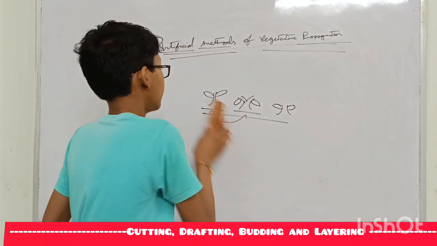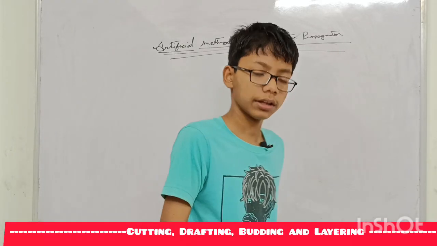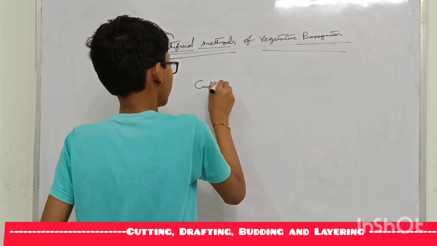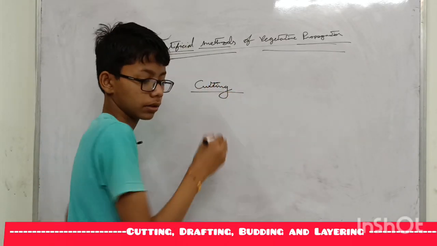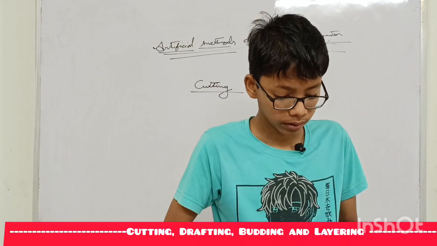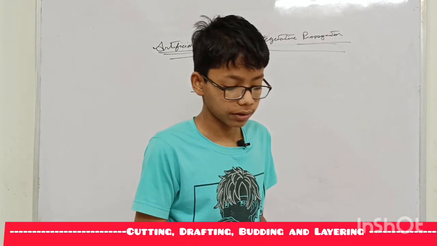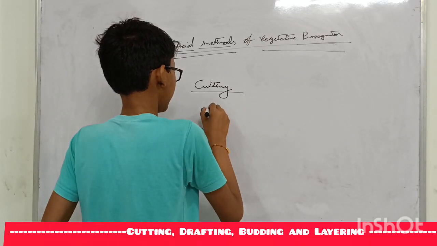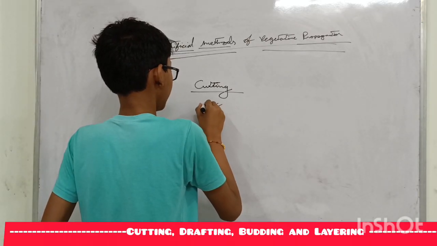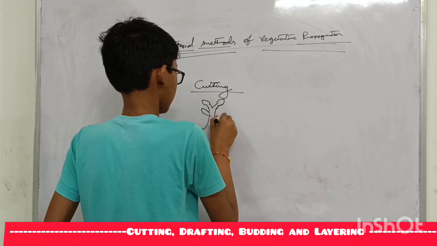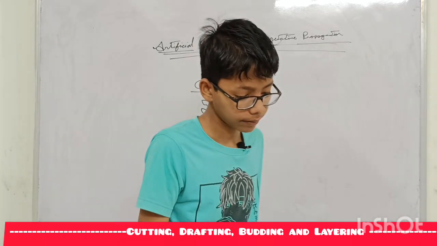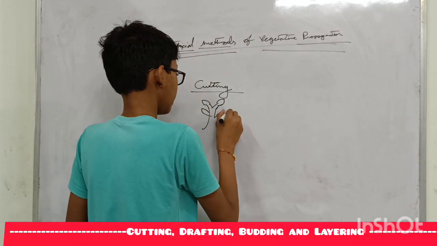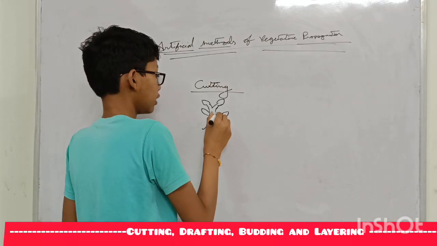So I'm going to write some artificial methods. The first one is a very common one, cutting. How does this process work? Now here is the process. For example, this is a plant, you can just imagine it. And now what the process does is that it actually cuts off.